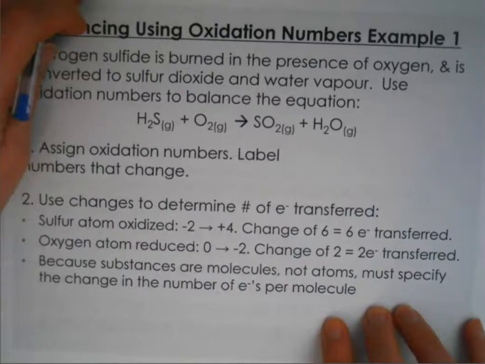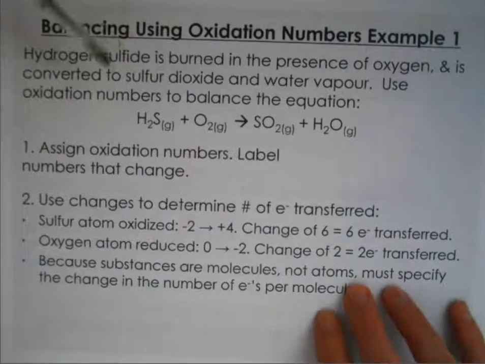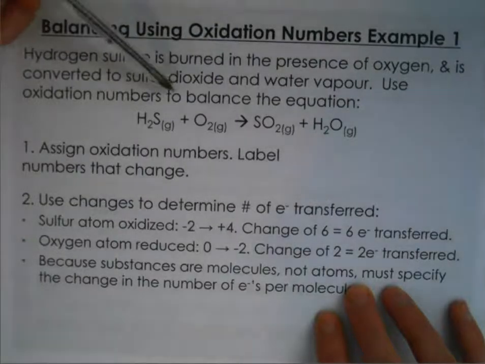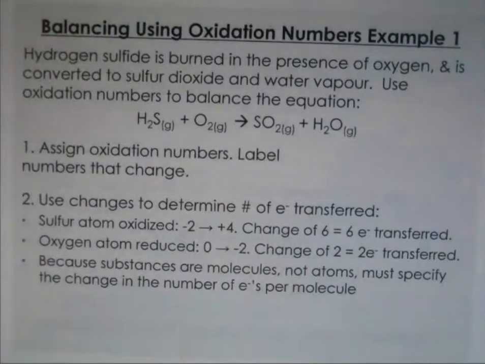In this one we have hydrogen sulfide burned in the presence of oxygen and converted to sulfur dioxide and water vapor. We want to use oxidation numbers to balance the equation.